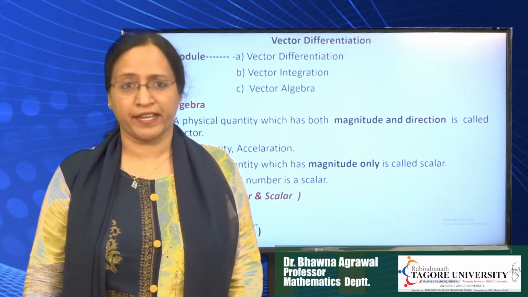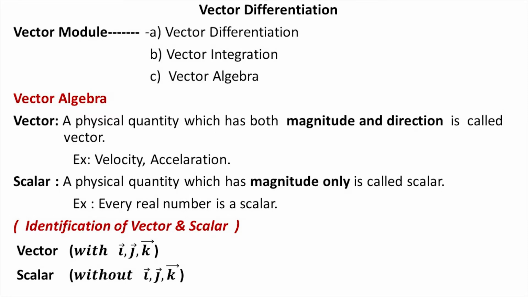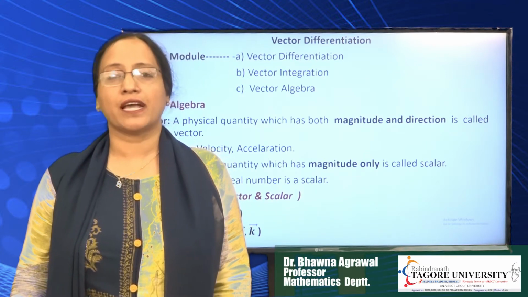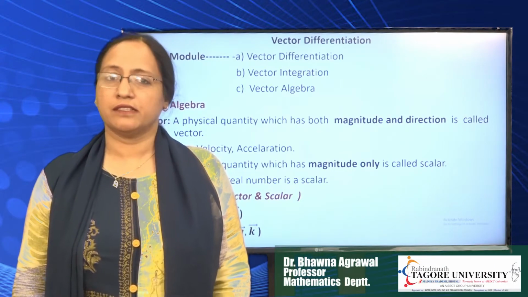Here we should know how to identify a vector and a scalar. How will you identify it? If it is a vector, then the expression must have i, j and k. i, j, k show the direction along the x, y and z axes. And if it is without i, j, k, it is a scalar.